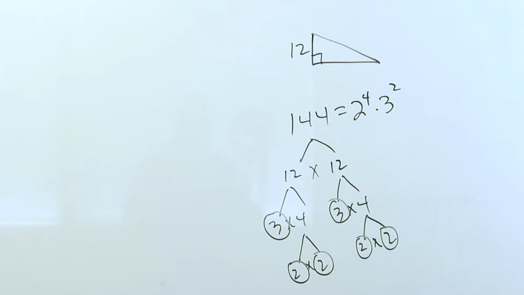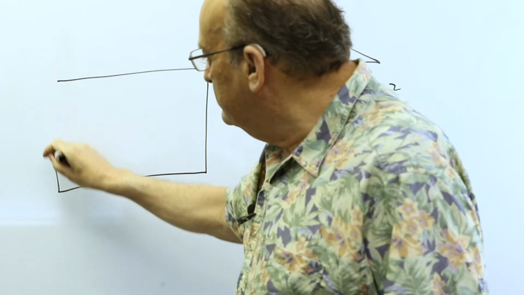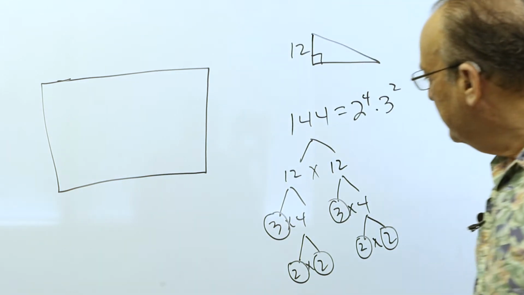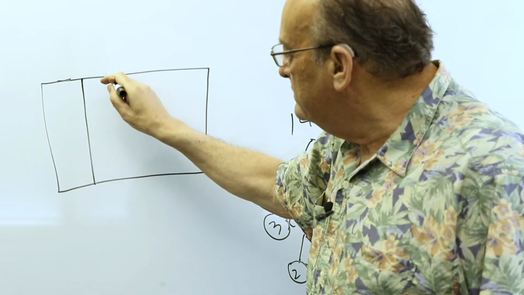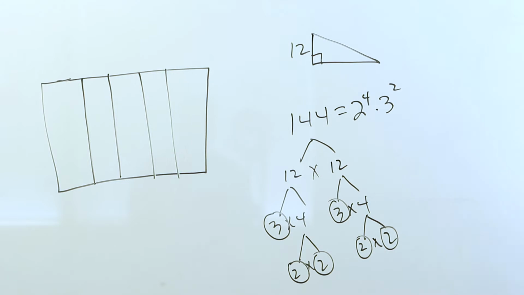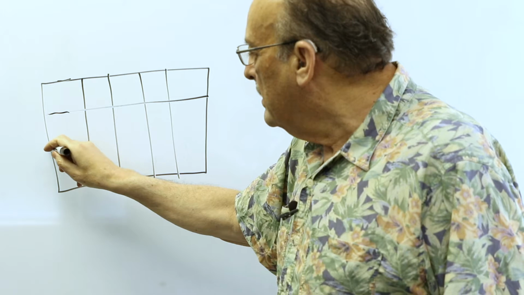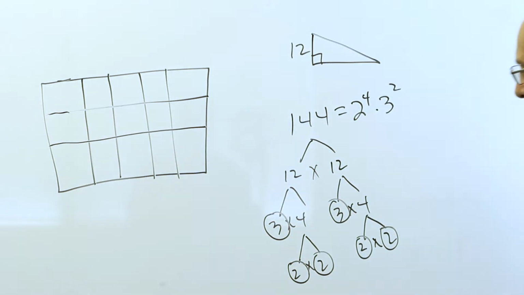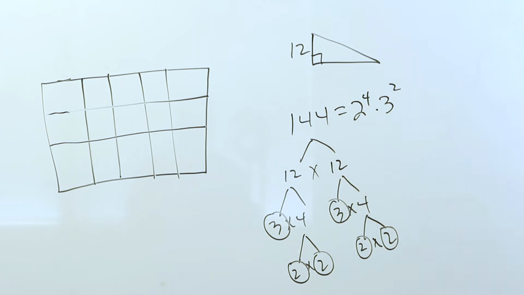Now we can draw that with a rectangle. And since this number is 4, we're going to have 4 vertical lines. And this other exponent is 2, so we're going to have 2 horizontal lines. And we're going to use these numbers to find factors.